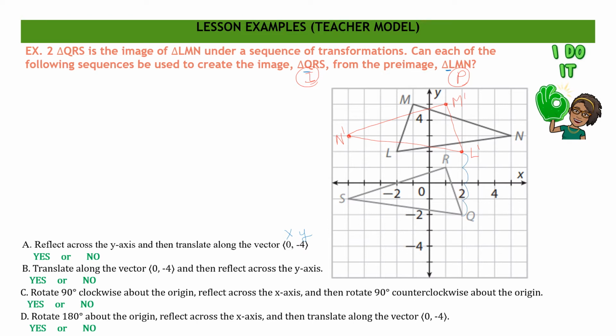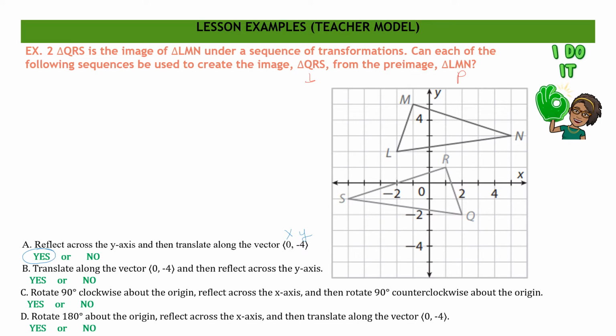Well, that's true for L prime. And N corresponds to S, so we should be moving 4 down from N prime to S. 1, 2, 3, 4, and that's true. So is this sequence of transformations allowing us to map these two images onto each other? Well, yes, it is. Let's look at the next set of transformations. So let's go ahead and erase this to try the next one.